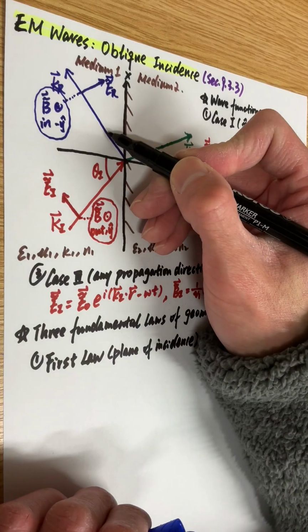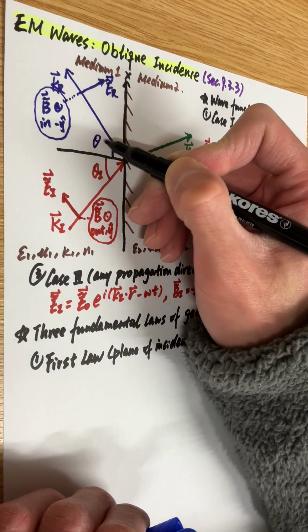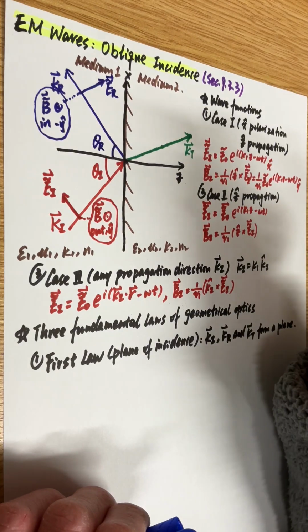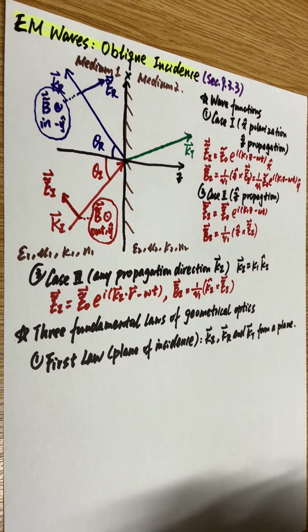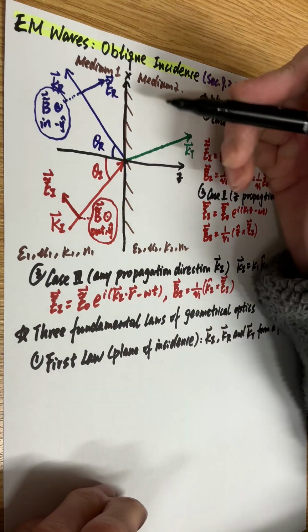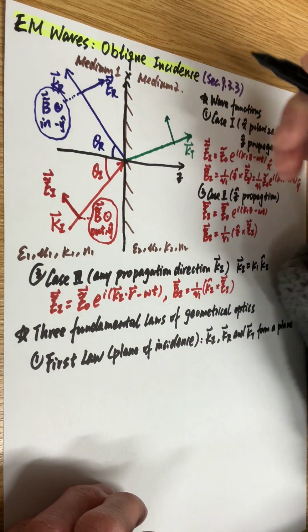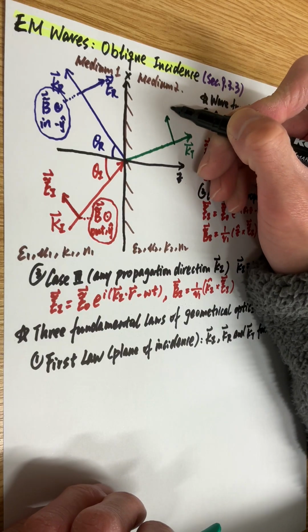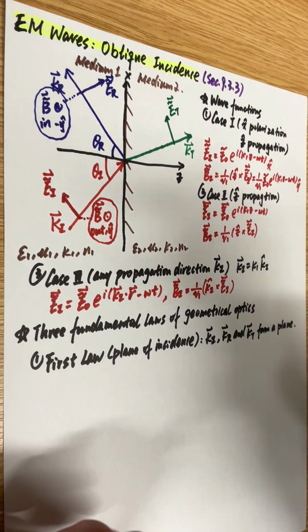So this angle here, we can define as the angle of reflection. And then for the transmission, we have the electric field pointing this direction, so I have E_T.